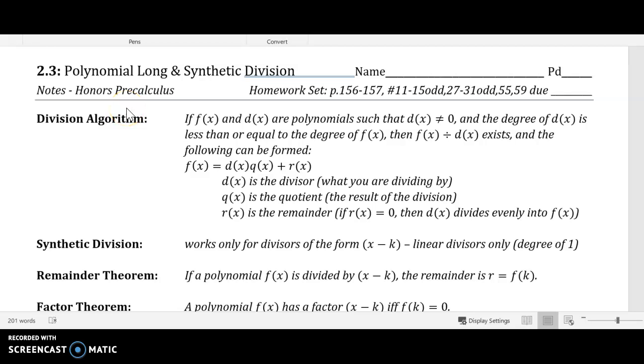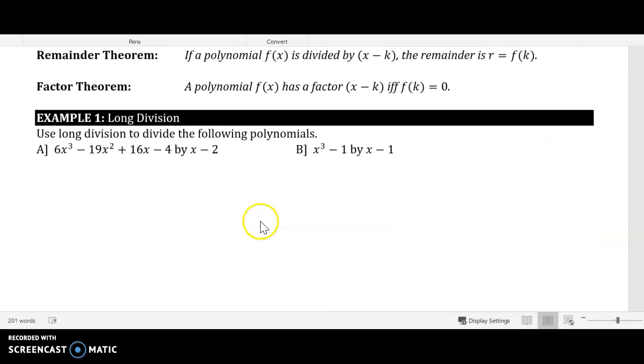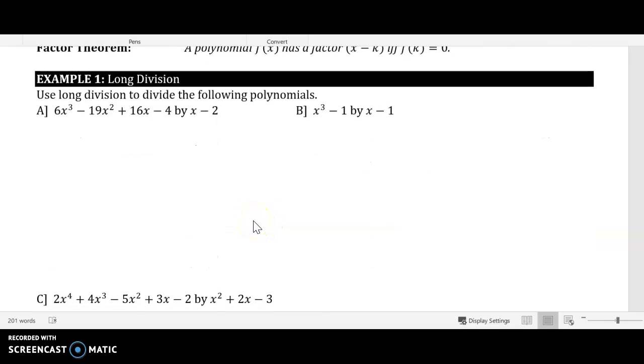Hey, it's Mr. Mitchell here for Pre-Calc with long and synthetic division. That's what we're going to take a look at today. We have some definitions up here that you can take a look at. We're going to get started on long division. So here's our first question.